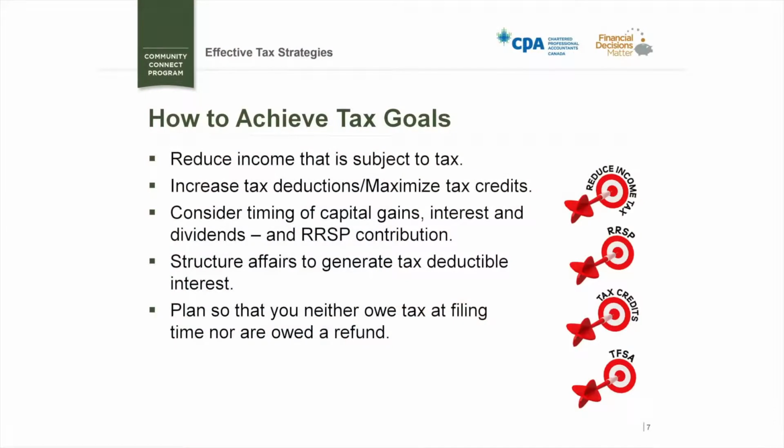The last bullet in this slide is an interesting one, in that often people are very excited when they file their tax returns and they get a tax refund. And in fact, you probably haven't done your planning very well if you got a tax refund. The idea is to have your balance when you file your tax return be as close to zero, not owing money to the government and not having the government owe you money, is the best planning of all.